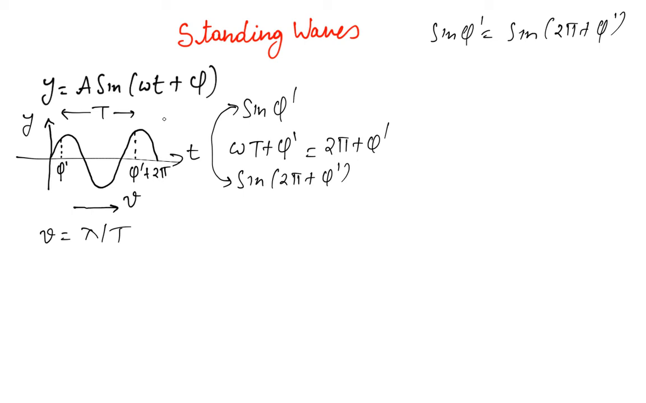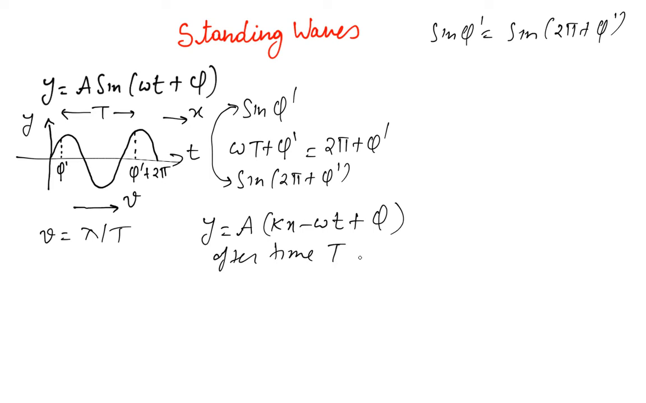And the other thing is that the wave is traveling forward in, let's say, the positive x direction, and this also needs to be incorporated. This can be done by writing y equals a sine of kx minus omega t plus phi. So instead of writing the wave like this, we write the wave equation like this. It doesn't make any difference. Why? Because let's see how the wave equation looks after time T and distance lambda.